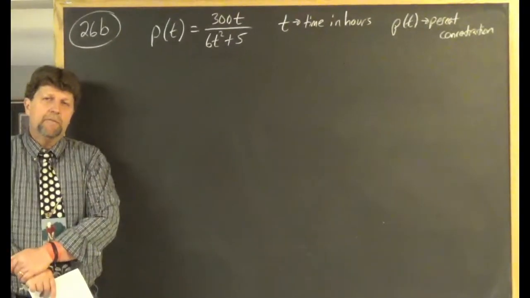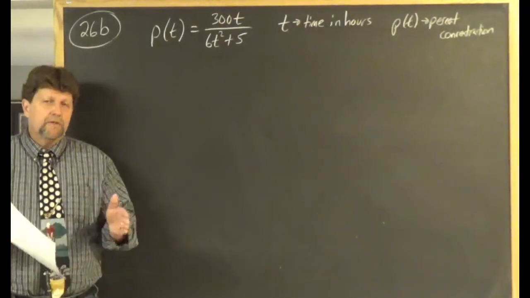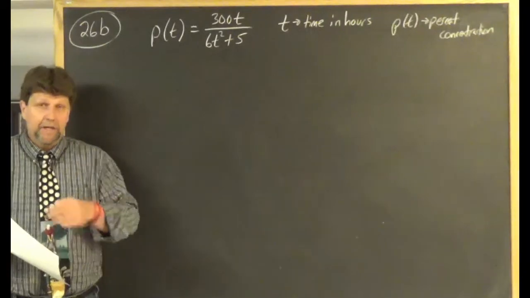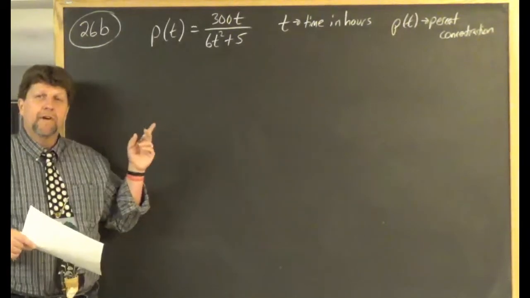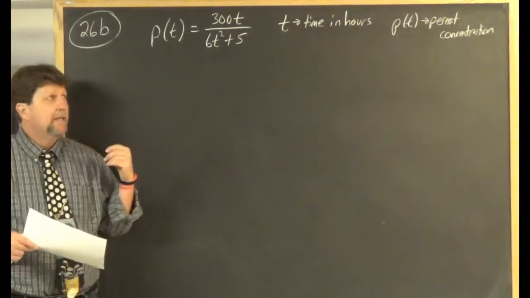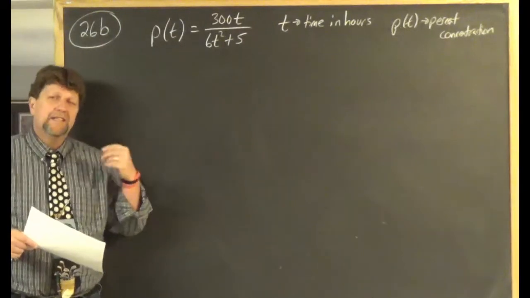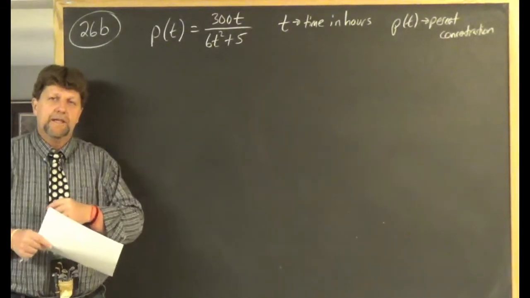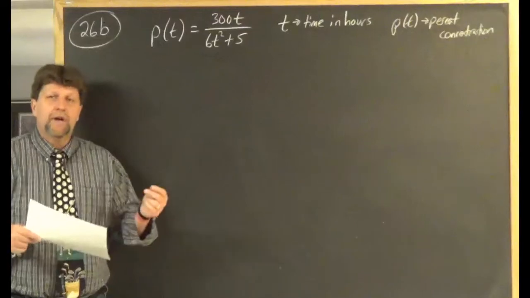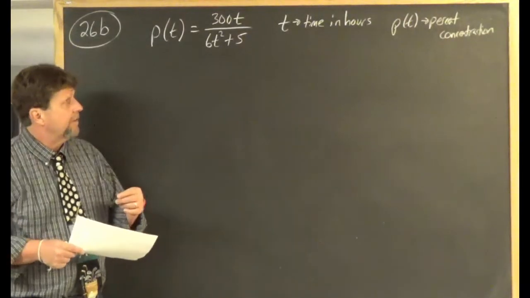All right, folks, 26 part B. There were a lot of words there, so hopefully you have the book in front of you. I'm not going to read all the words. I just wrote down what the function was, P of T. T represented the time in hours since the administration of the medication.